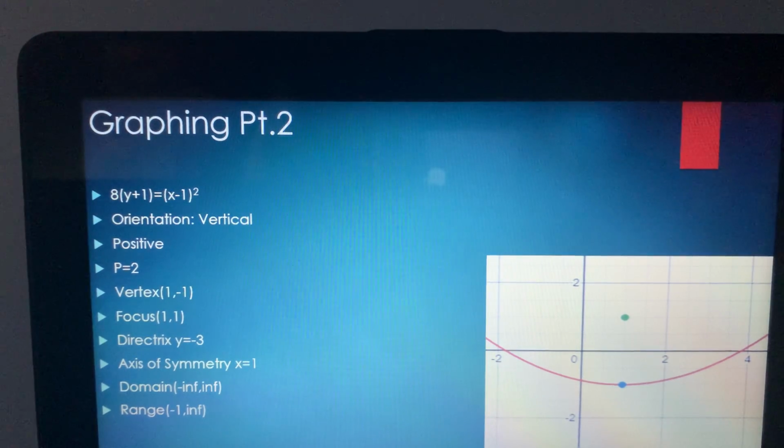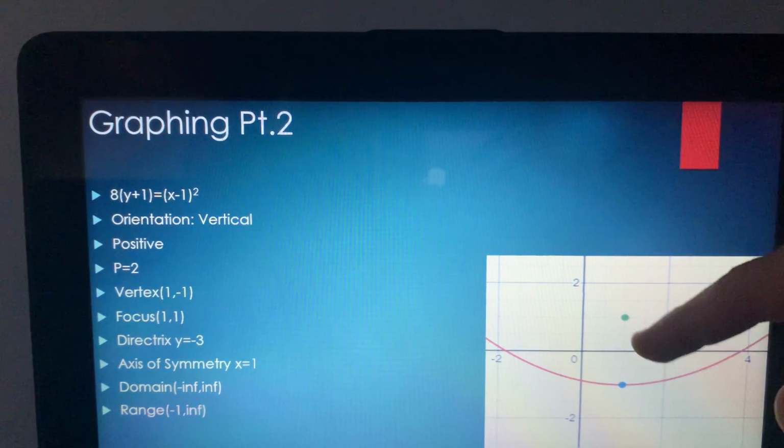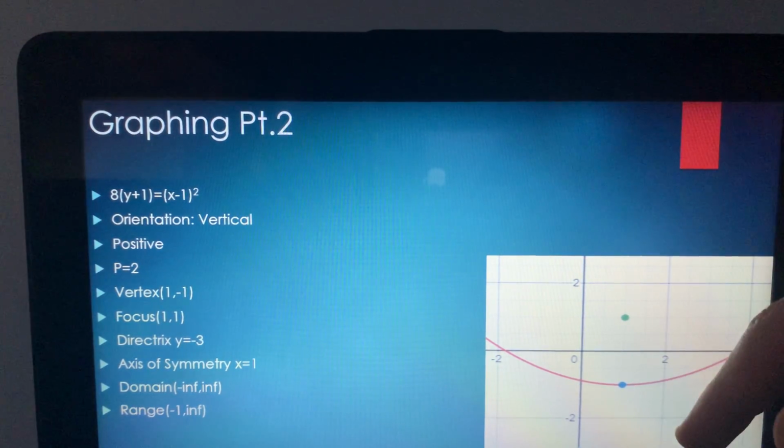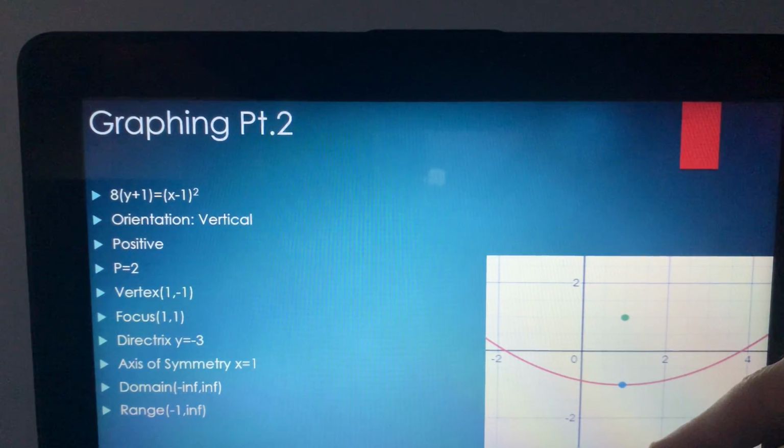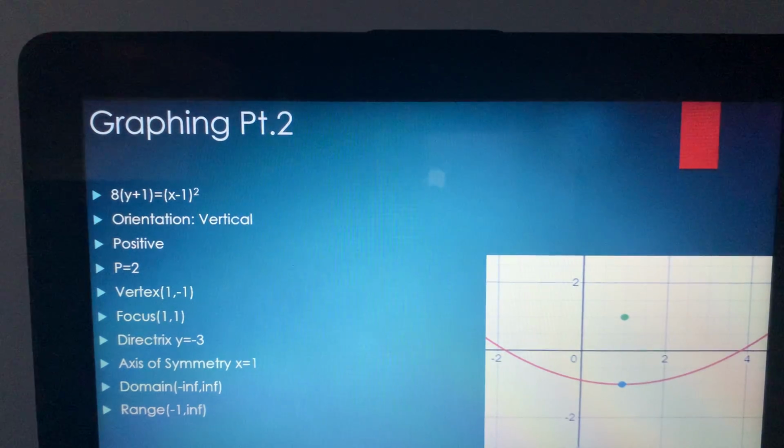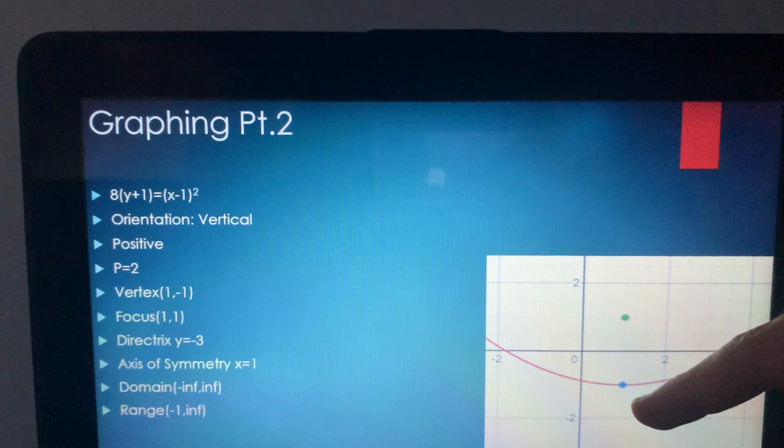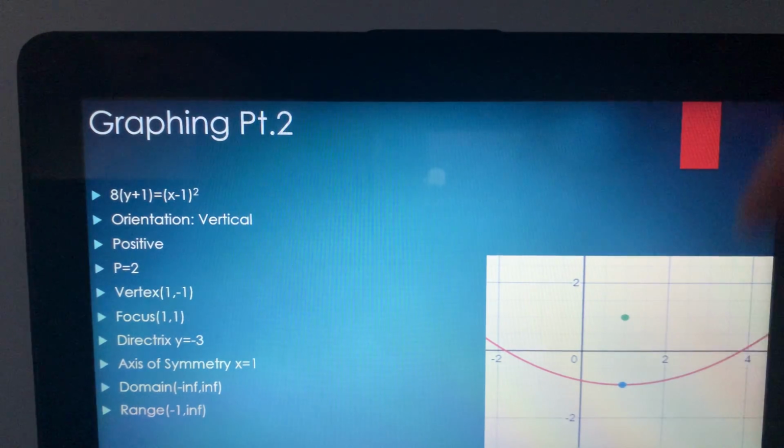Now let's look. We see the focus here is at (1, 1), and the directrix is at y equals negative 3. So the distance between that and the vertex is just 2. So p is 2. So our final equation is 8 times y plus 1 equals x minus 1 squared. And as we look, the x value is 1 for the focus and the vertex. So we know the axis of symmetry is x equals 1.